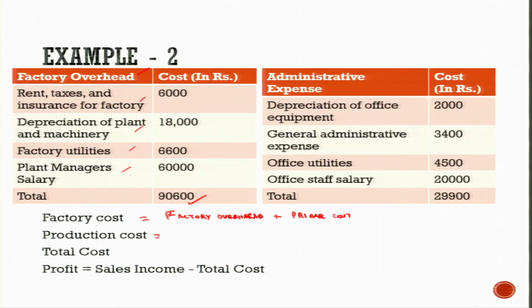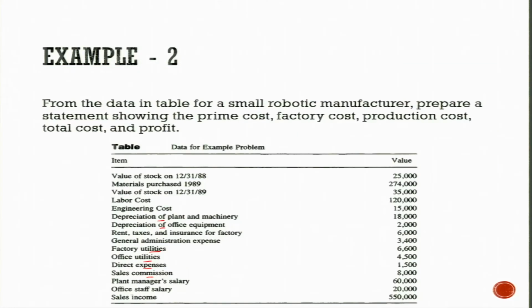right. Now, the production cost would be the factory cost that we get from here, plus the administrative expenses, which are given here. Administrative expenses include the general administrative expenses, depreciation of office equipment only, office utilities, and the office staff salary. So, this becomes here. The total cost obviously is the total production cost that we get here. So, it is given a loss or profit something here.